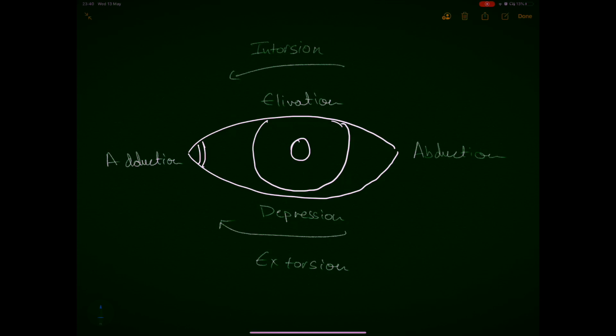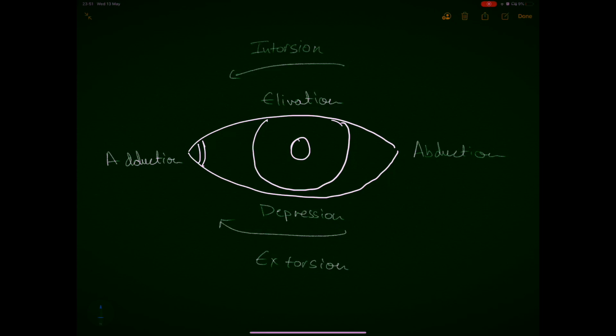They all are innervated by the oculomotor nerve, with the exception of the lateral rectus, which is innervated by the abducens nerve. As for their movement, the superior rectus is involved in elevation, inferior depression, lateral abduction, and medial adduction.